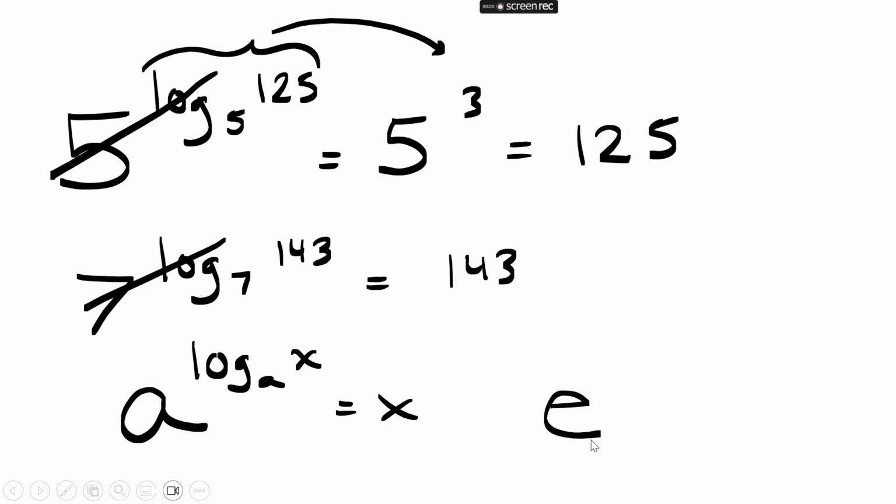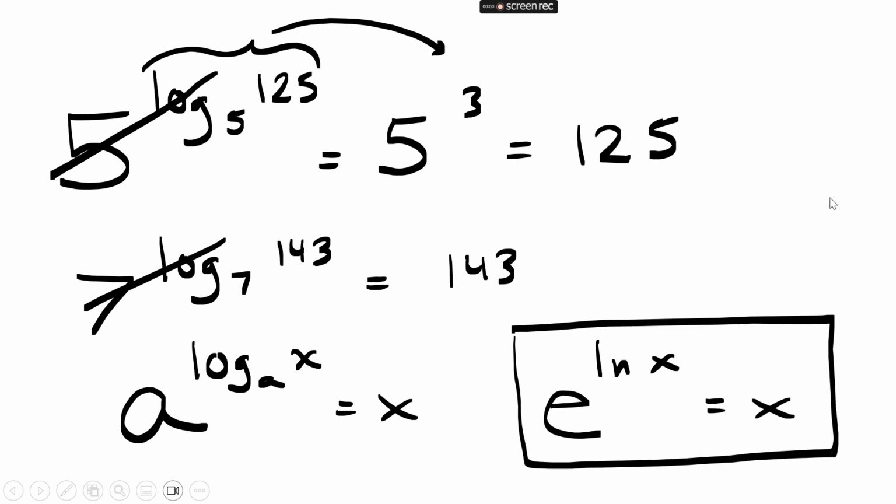All right, here it is. So that log specifically would be e. This would be ln of x. And these two should cancel themselves out and give us x. So again, I will put a box under that one. That's important.